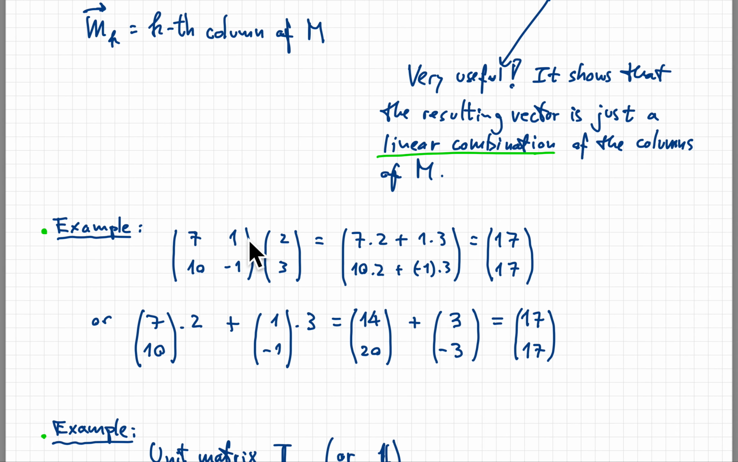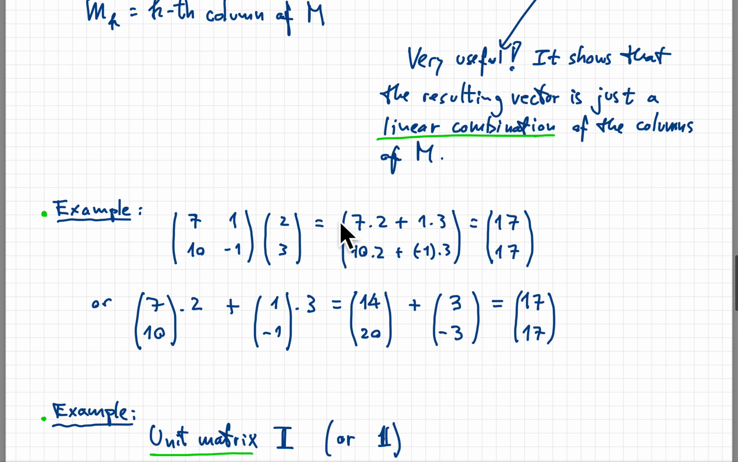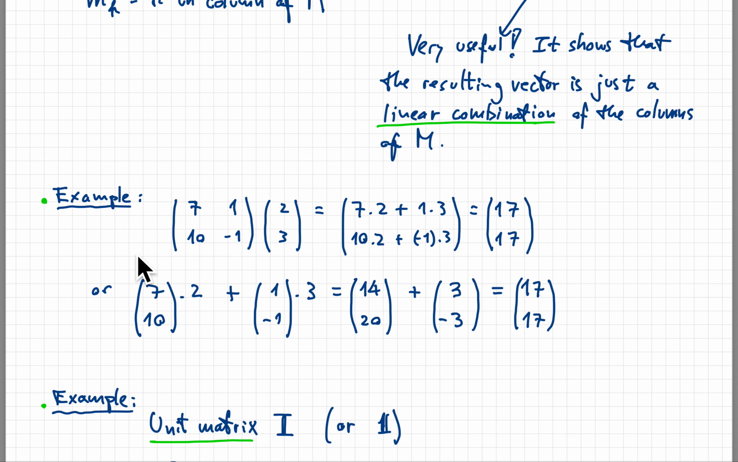So suppose you have this matrix 7, 1, 10, minus 1, and you want to multiply it by the vector 2, 3. If we do it the conventional way, then we get 7 times 2 plus 1 times 3 on the top, and then 10 times 2 plus minus 1 times 3 on the bottom. You do the calculation, and oh, what do you know? You get 17 on the top and 17 on the bottom. If I did everything correctly, that's 14 plus 3, that's 17, and that's 20 minus 3, and that's 17 as well. Actually, when I came up with this example, that was completely accidental. It just so happened. So maybe 17 is some kind of lucky number.